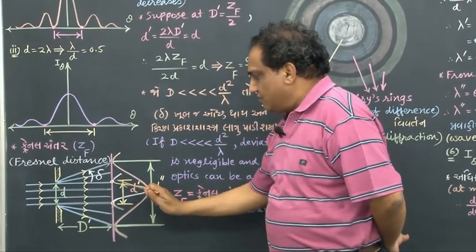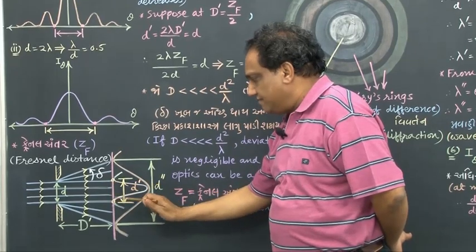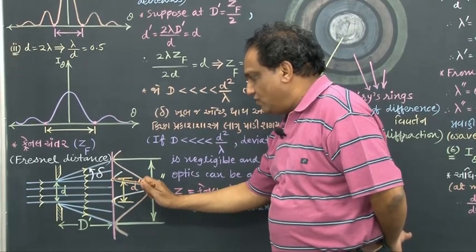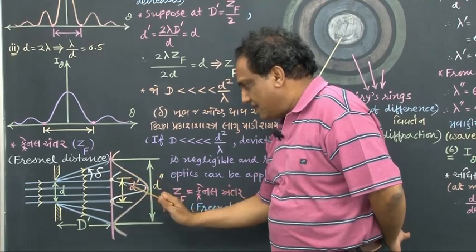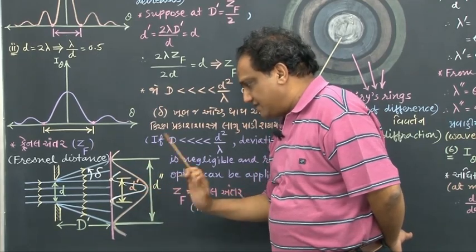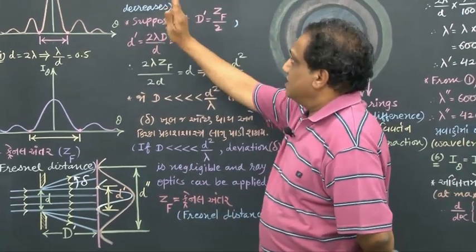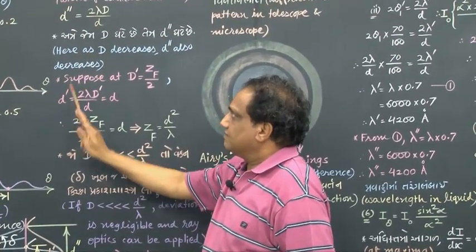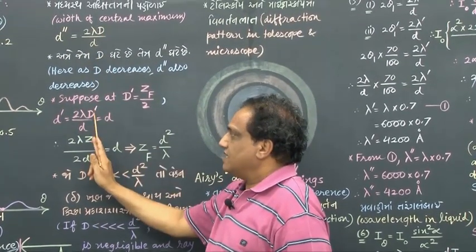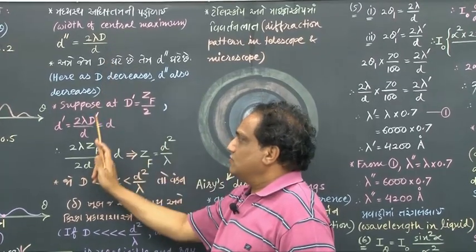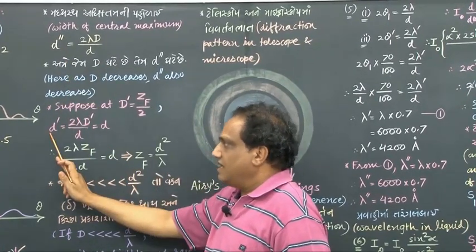Correct? So now these two are the first order minima, and the distance between them will give you the new width of the central maximum. Let it be d dash. So this D double dash will decrease to d dash, because this also decreases to D dash.